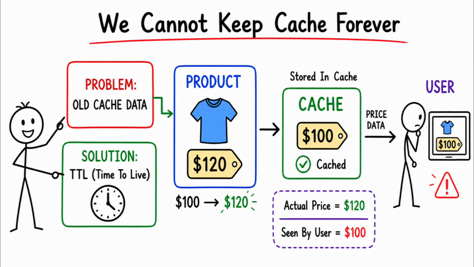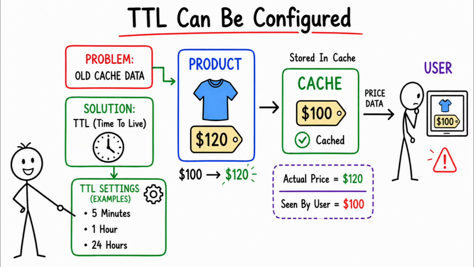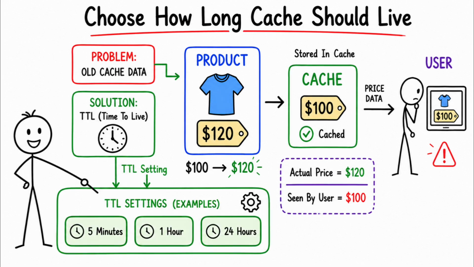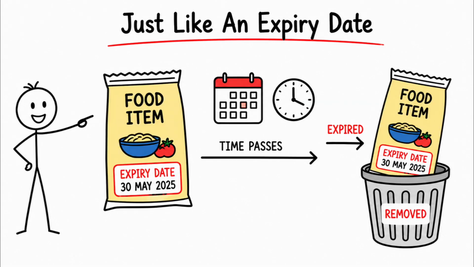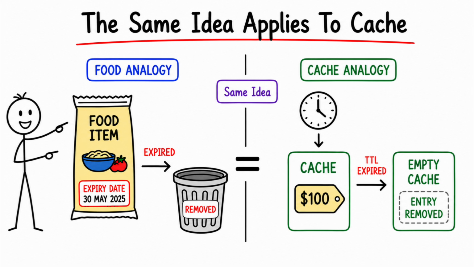That is why cache systems use TTL, time to live. When data is stored in cache, we can also tell the cache, keep this data for 5 minutes, or keep this data for 1 hour, or keep this data for 24 hours. When that time ends, the cache automatically removes the entry. Think of TTL like an expiry date on a food packet. Once the expiry date is reached, the item is removed. The same idea applies to cache.